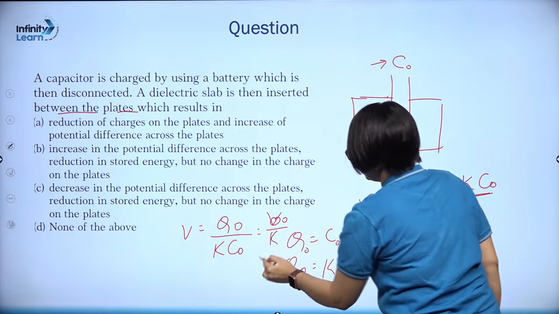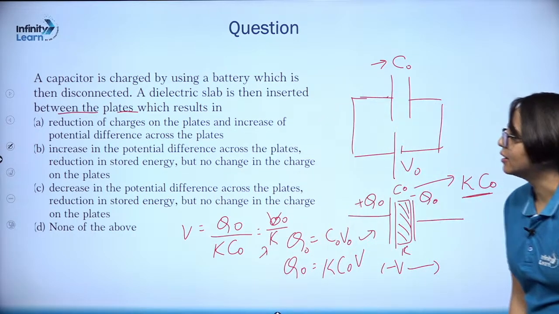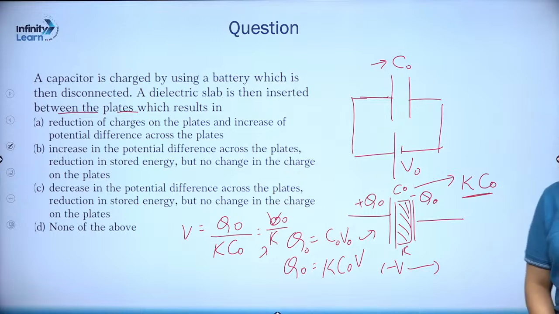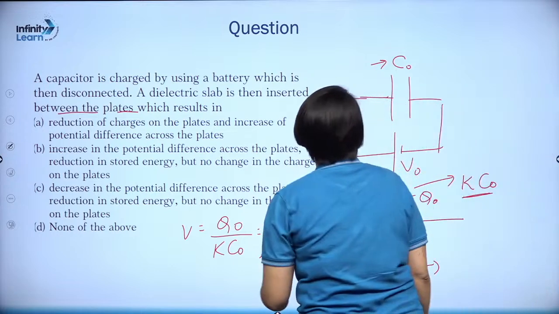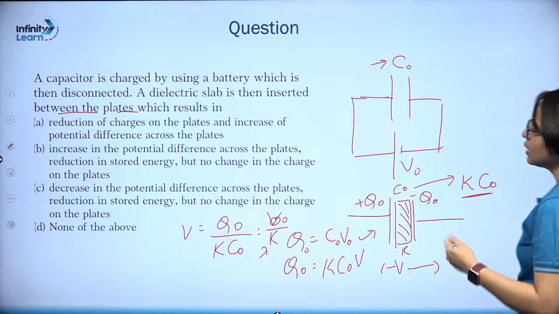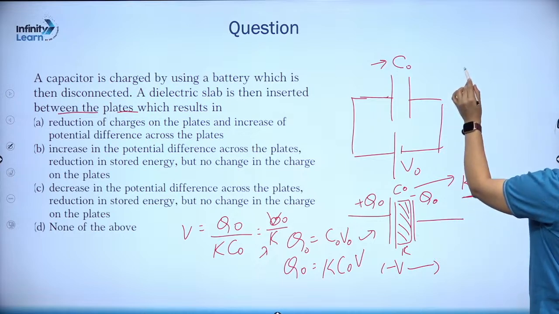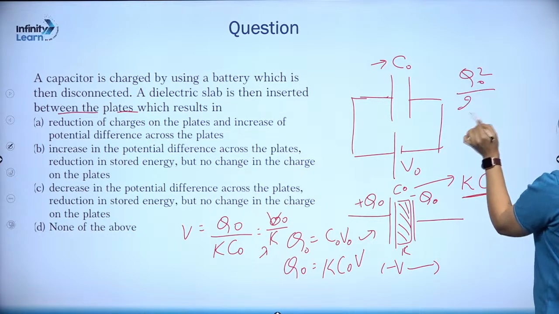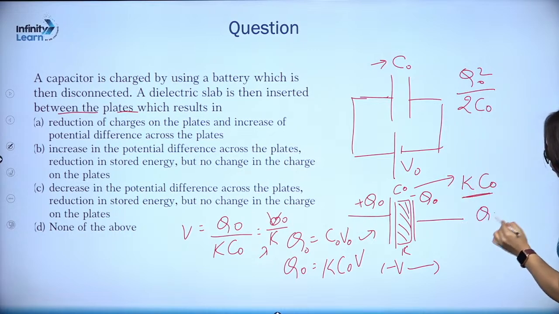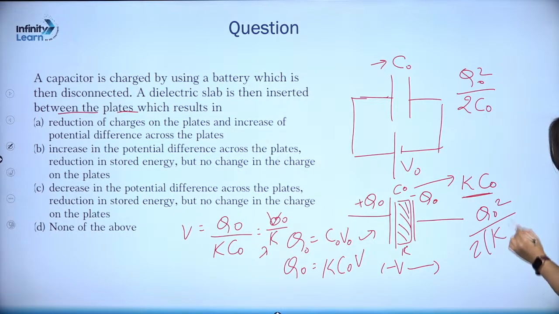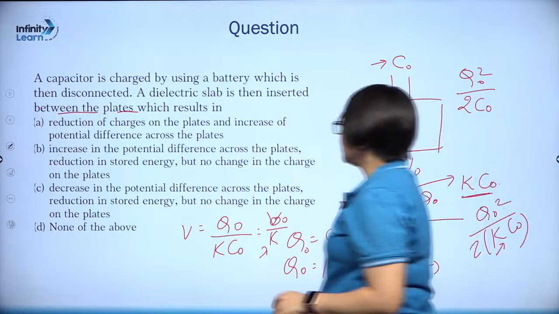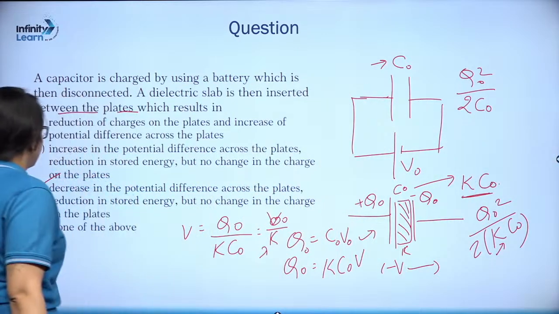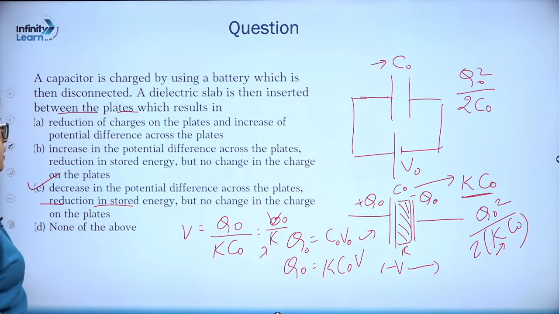and Q naught upon C naught is V naught, so V is V naught upon K. So potential difference is decreasing, and there will be no change in the charge. Let's see what is the change in potential energy. Initial potential energy is Q naught square upon 2C naught. Final potential energy will be Q naught square upon 2 times K C naught, because the new capacitance is K C naught. So again potential energy is reducing by a factor of K, right? So there is a decrease in potential difference, a reduction in stored energy, but no change in the charge stored.